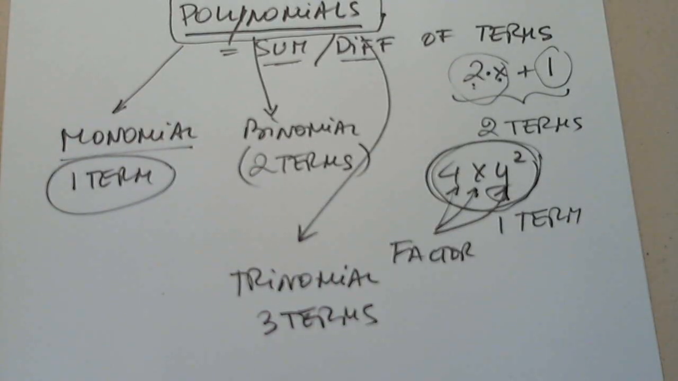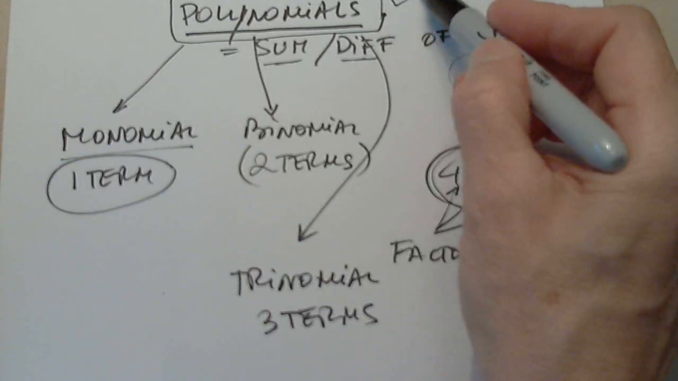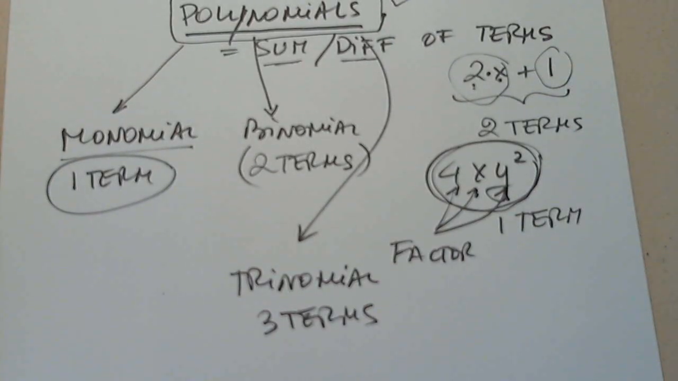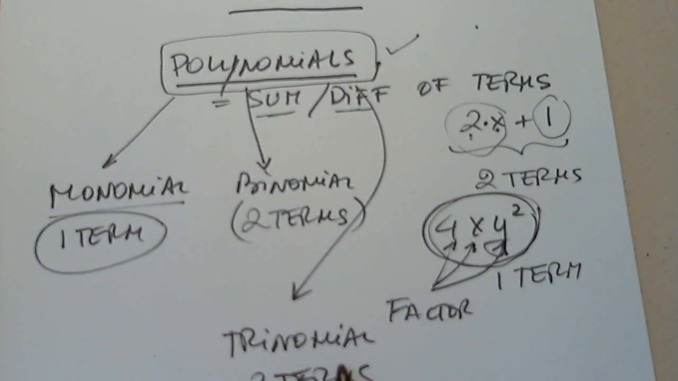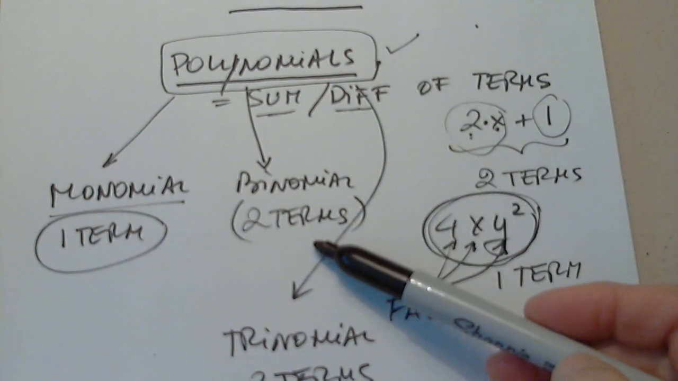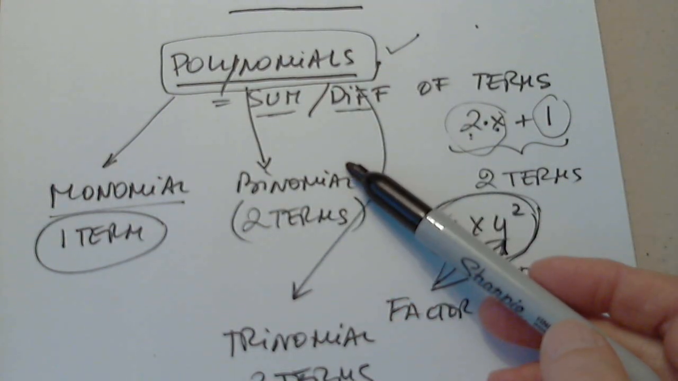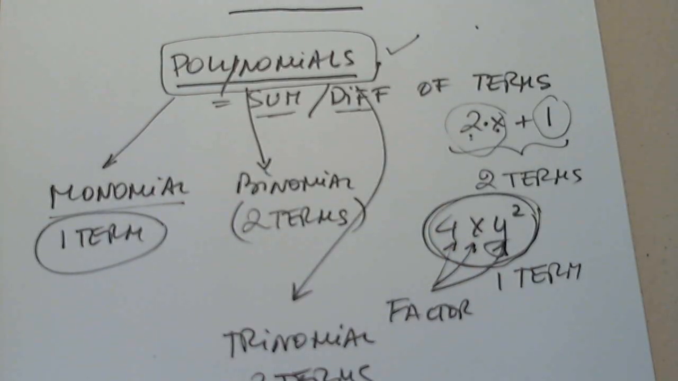and from that moment on, 4 or more, we don't have special names. We call them just polynomials with 4 terms, or polynomial with 5 terms, or polynomial with 10 terms. But the first three, the simplest ones, we have specific names. Do I have to use monomial? No, but I need to know what it means. So a polynomial with one term is called monomial. A polynomial with 2 terms is called binomial. With 3 terms is called trinomial. Beyond that, just a polynomial.